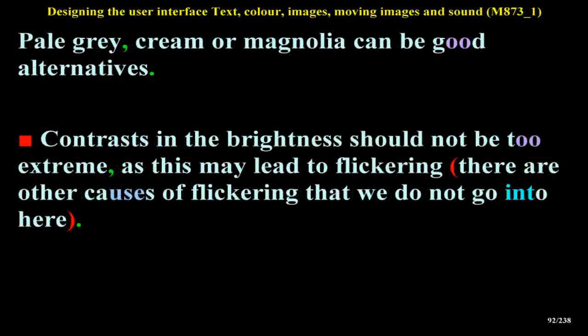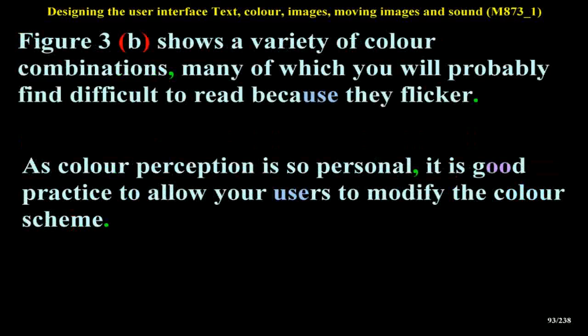Contrasts in the brightness should not be too extreme, as this may lead to flickering. There are other causes of flickering that we do not go into here. Figure 3b shows a variety of color combinations, many of which you will probably find difficult to read because they flicker. As color perception is so personal, it is good practice to allow your users to modify the color scheme.